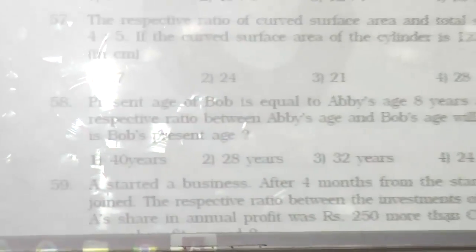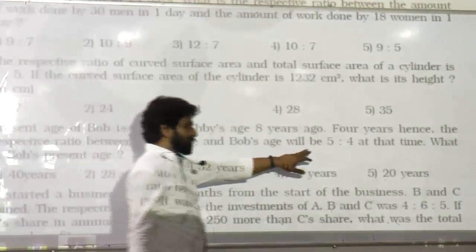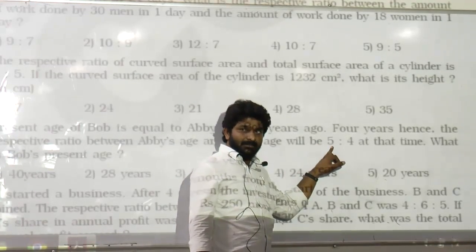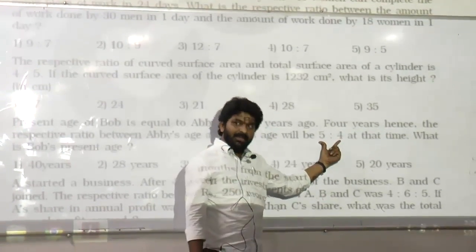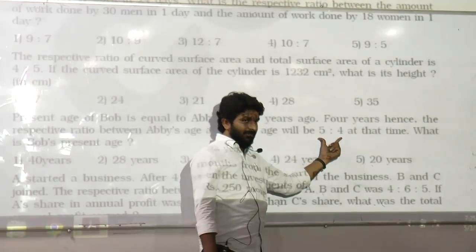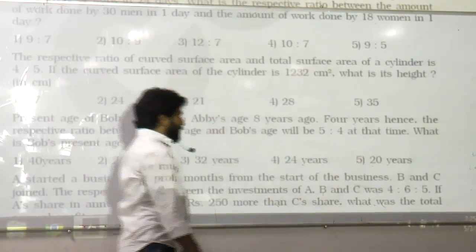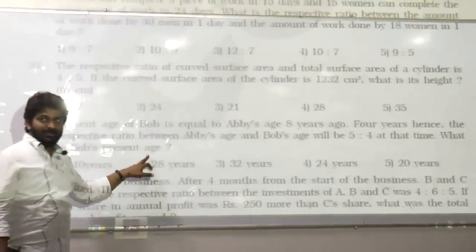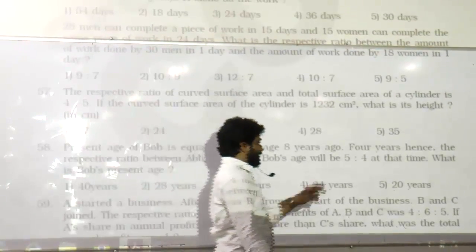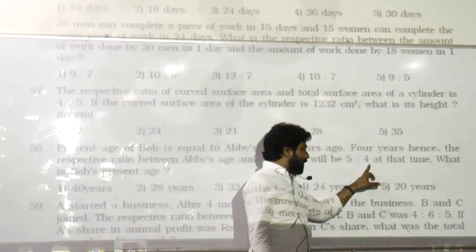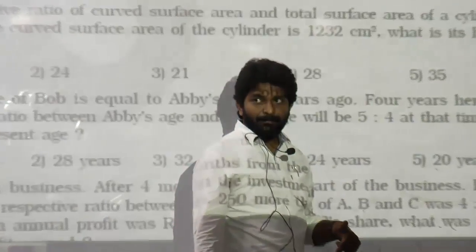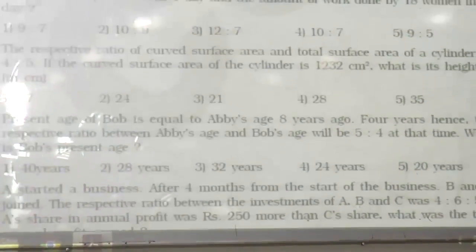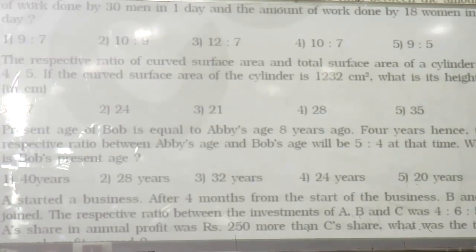Should be always. 4 years hence, after 4 years, the respective ratio between Abby's age and Bob's age is 5:4. So Abby's age is 5 parts, Bob's age 4 parts. Difference should be equal to 8 years. Difference is 1 part, which is equal to 8 years. What is Bob's present age? Bob's age is 4 parts, which is 32. After 4 years, Bob will be 32. Then present age of Bob? 28.